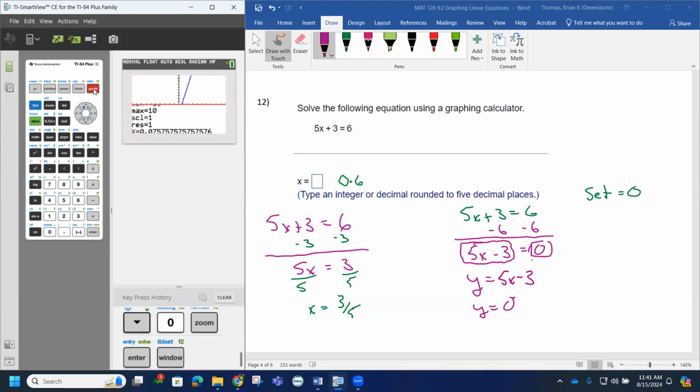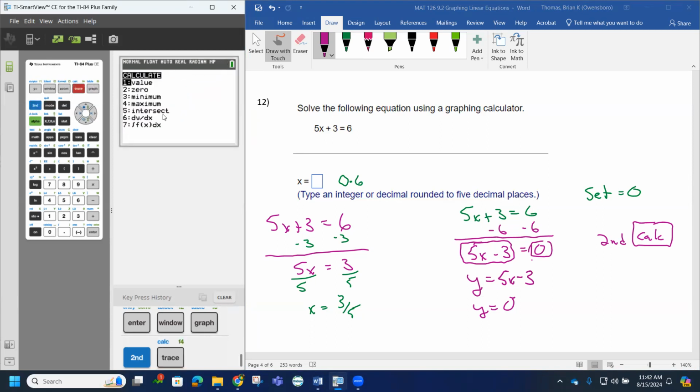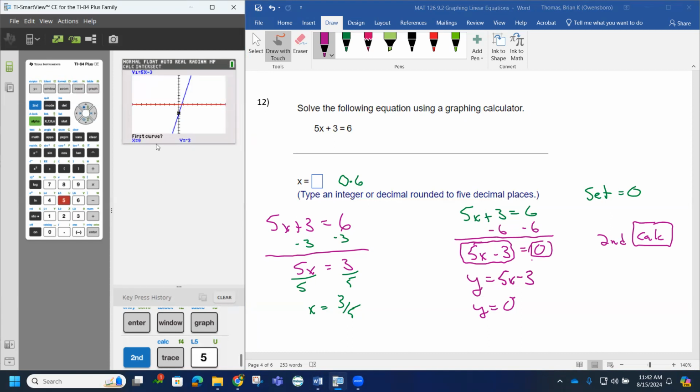So if I graph these now, notice how I got these two graphs. My solution is actually where these two lines intersect. So how do I do this now once I have them graphed? Notice right above the trace button, there's this little calculate. So if I hit the second button, there's this calculate up there, it'll create a menu. Right above the trace button, notice how this is in blue. So you have to hit the blue button first, then hit the trace button, but it actually does the calculate button. It creates a menu. Notice the number 5 is intersection. So if I use number 5 there, it'll kind of give us some breadcrumbs.